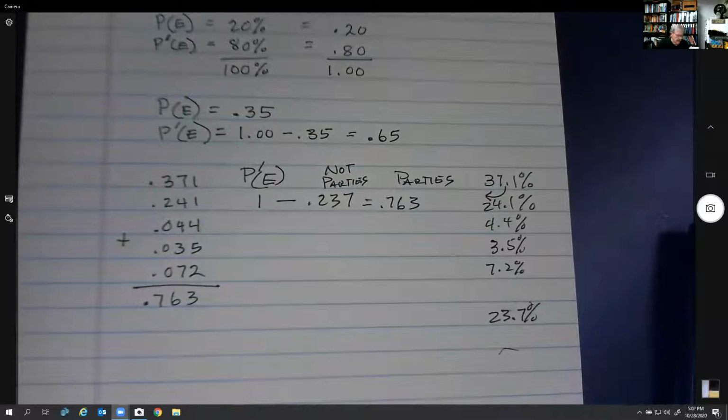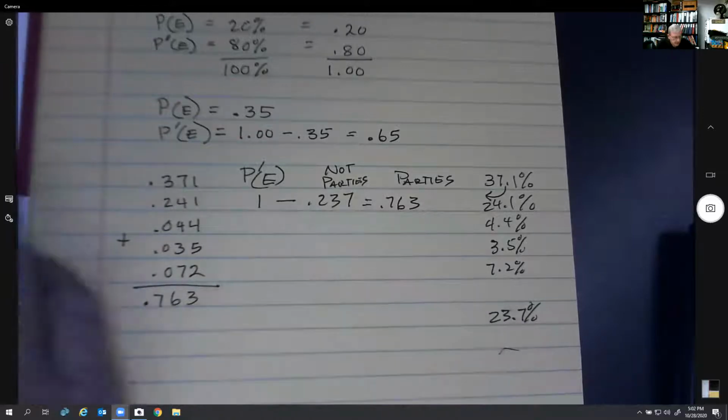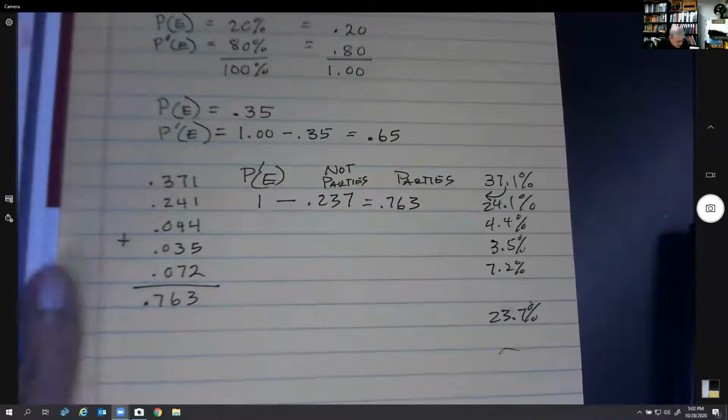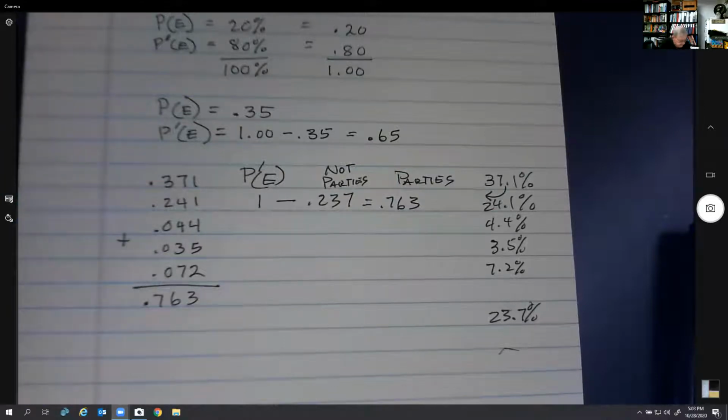So just kind of a way of doing it that makes it a little bit easier. Okay, so that's what we mean by not belonging to a party. I think I had another problem here, but I think you get the idea.